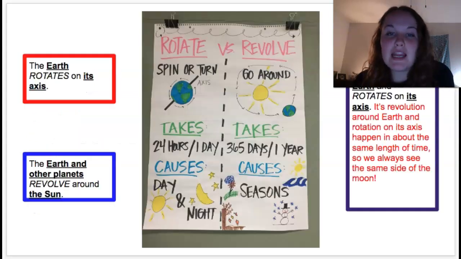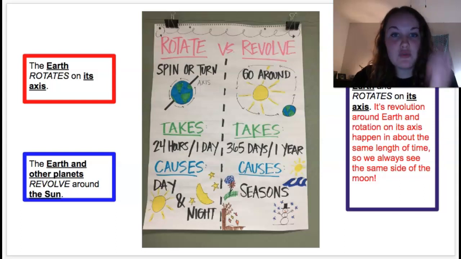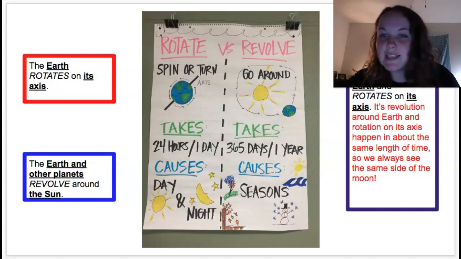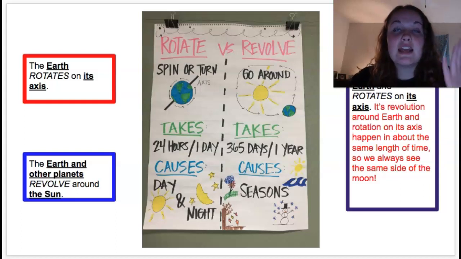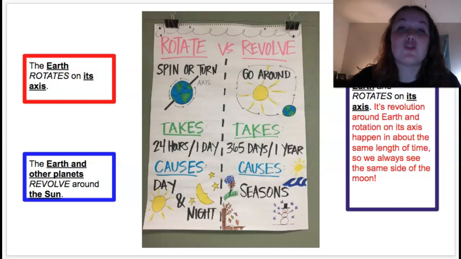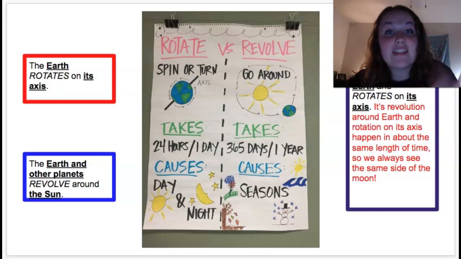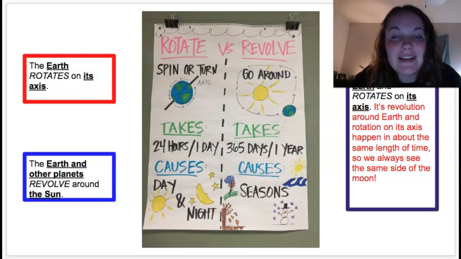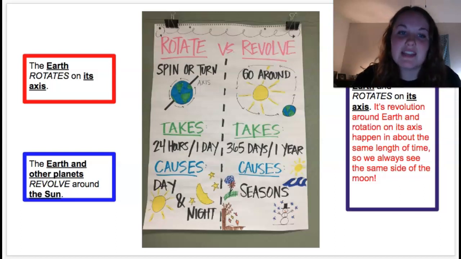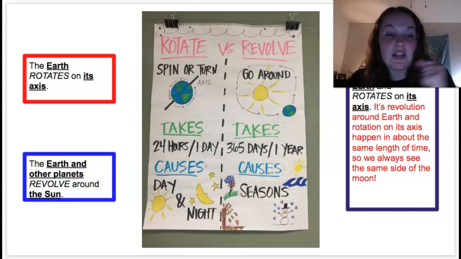So today we're going to be talking about the difference between rotation and revolution. Whenever you rotate, you spin or turn on an axis. Usually when we're talking about planets, a planet will spin or turn on its axis. For instance, Earth is tilted technically at 23.5 degrees, and so we rotate on its axis. That takes 24 hours or a day, and that's what causes day and night. Earth rotates, so we have day and night.